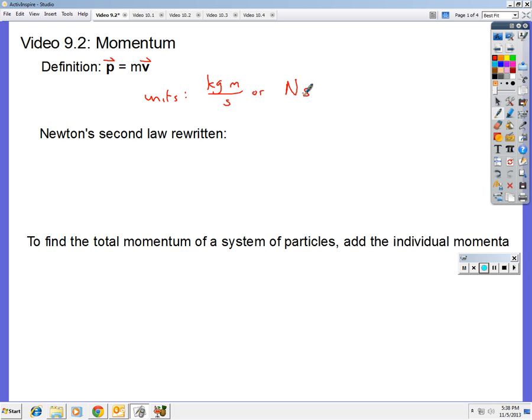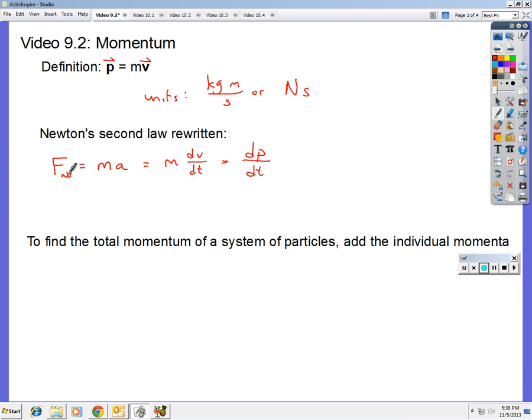Now let's look for a second at Newton's second law. What that says is F equals ma. But a is the time derivative of velocity, and that means that we can write that as the rate of change of the momentum is the force. That's really F net.